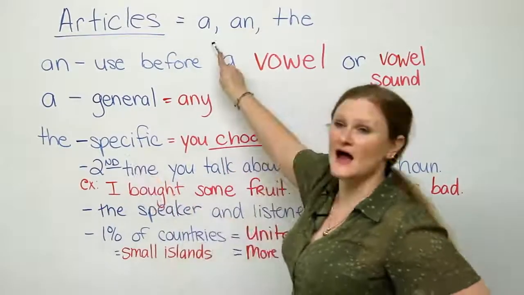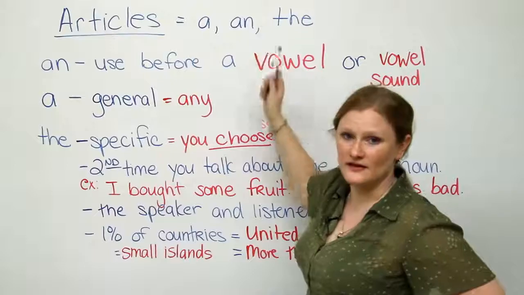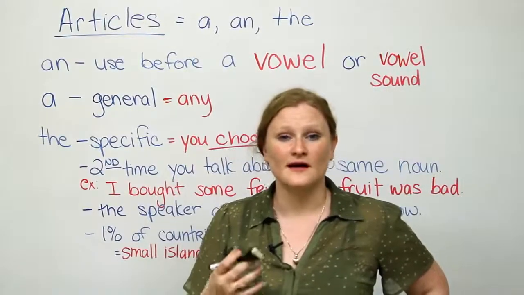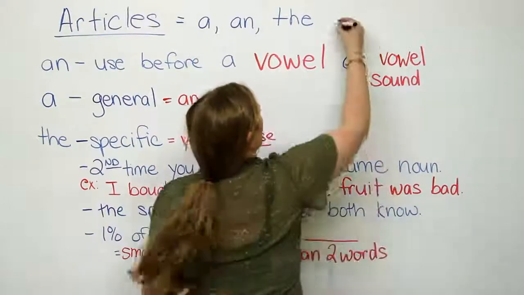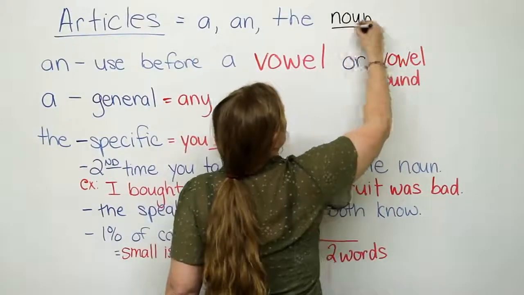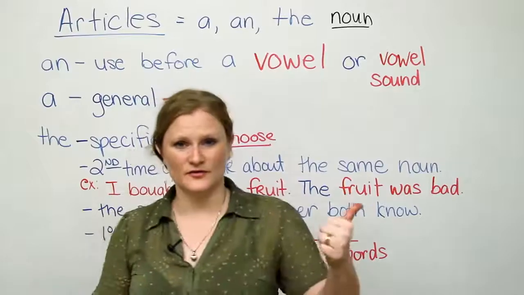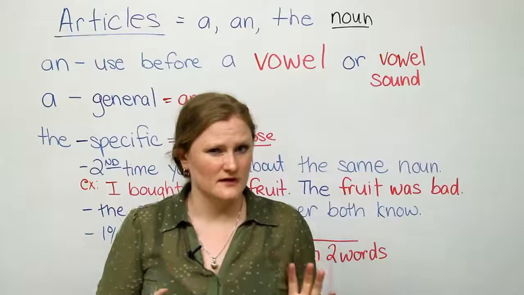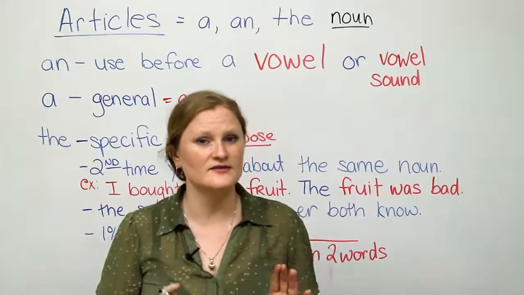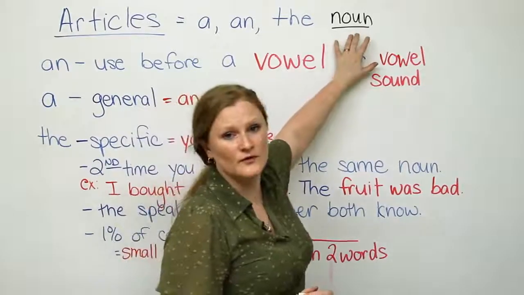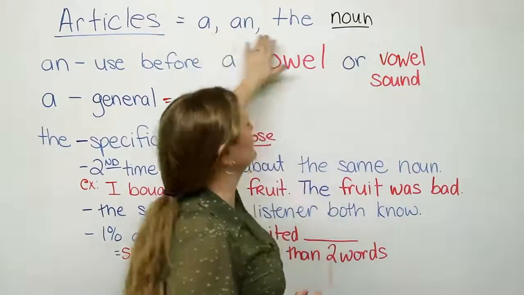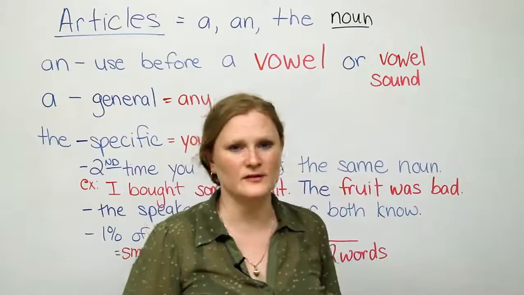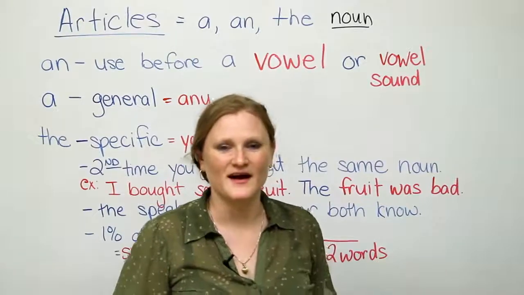Articles are a, an, and the. Articles come before a noun. A noun is a person, a place, or a thing. So, I'm going to generalize here and say that before most nouns in English, you have to use an article. Of course, there are millions of exceptions to what I've just said.